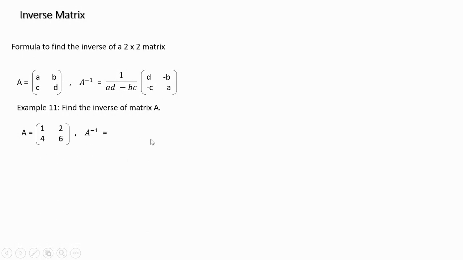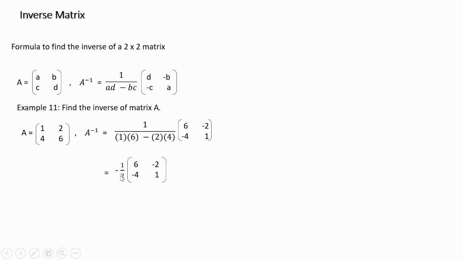So the inverse is going to be 1 over 1 times 6 minus 2 times 4. This will give us 6 minus 8, which will be negative 1/2. And then these two, you switch them. The 6 goes to where the 1 is, and the 1 goes to where the 6 is. And for the 2 and the 4, all you do is switch the signs. So this is negative 1/2 times the matrix 6, negative 2, negative 4, 1.